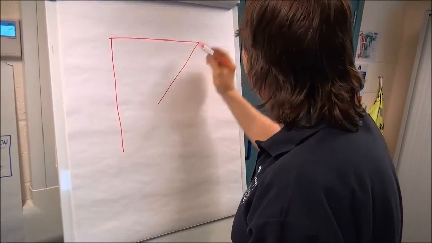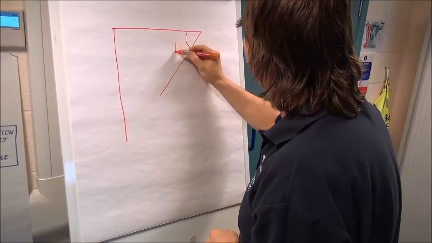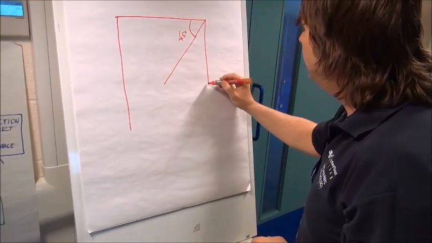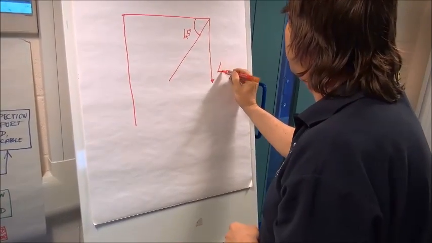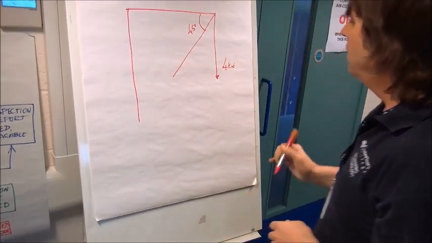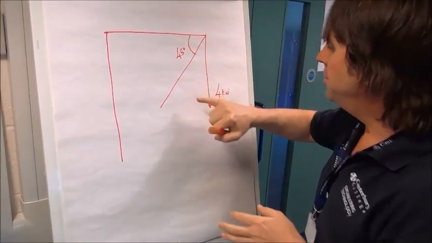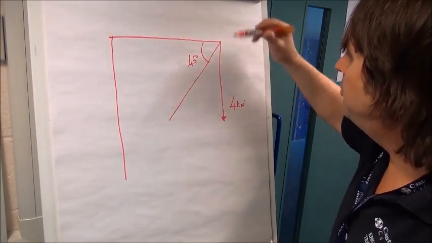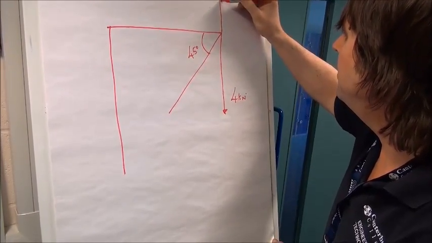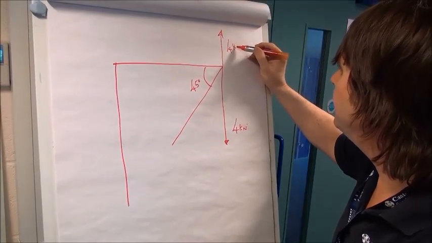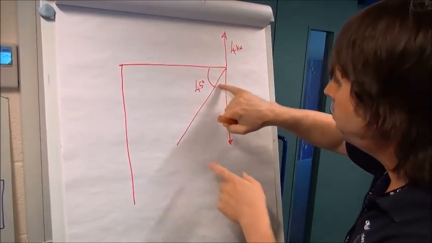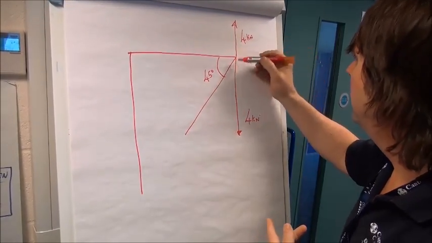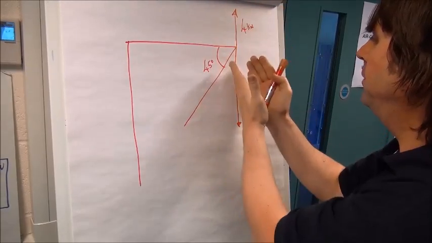Effectively, I have this member which is acting at 45 degrees. There. And we have a 4 kilonewton force, as we know by now, acting downwards. Earlier on I mentioned that in order to counterbalance this force, this member must produce a counterbalancing force at this point of 4 kilonewtons. Therefore, the force in this member must be greater than 4 kilonewtons in order to produce a vertical component of 4 kilonewtons.